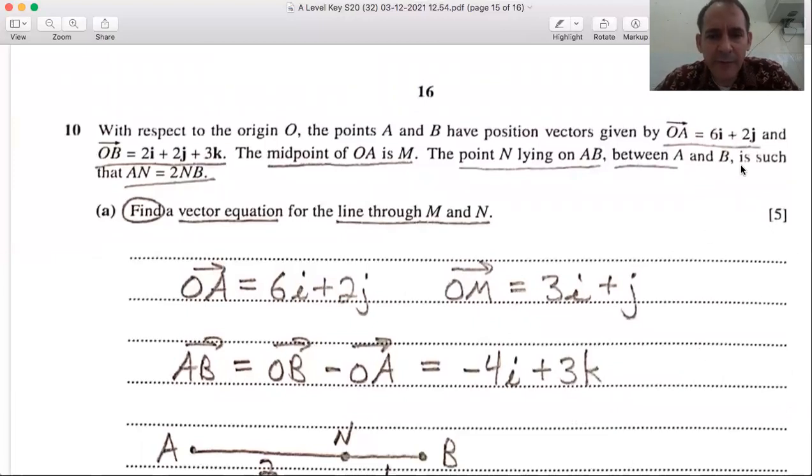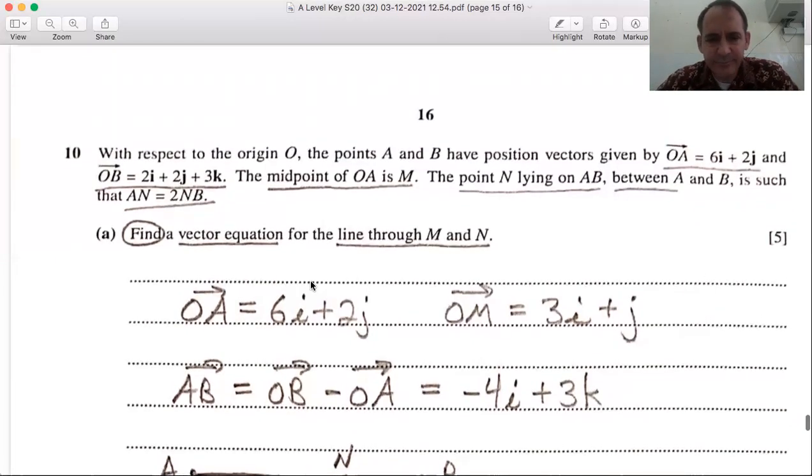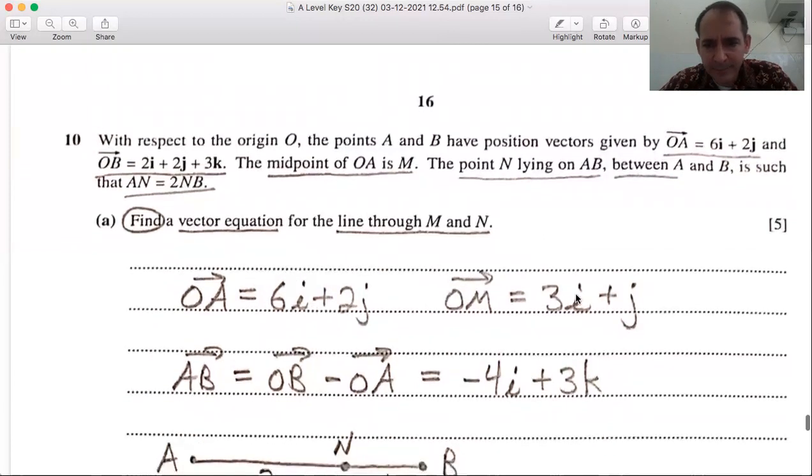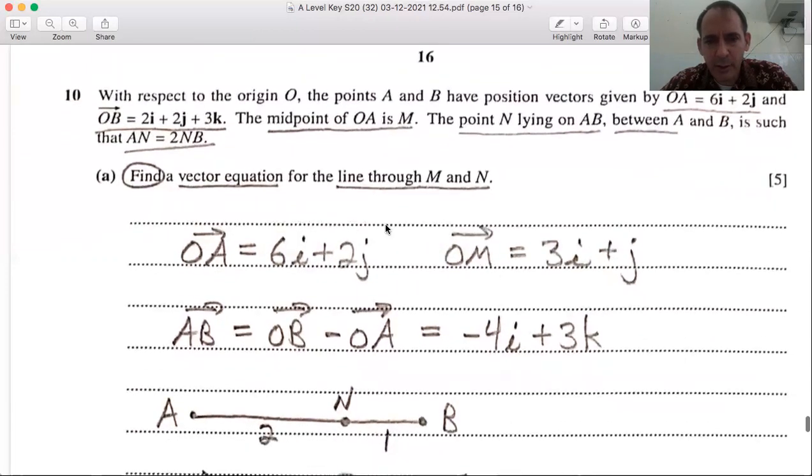So we have OA already given. OM is just taking half of OA. So it's 3i plus j. OM is the midpoint, so it's just half of OA. So half of 6 is 3, half of 2 is 1.